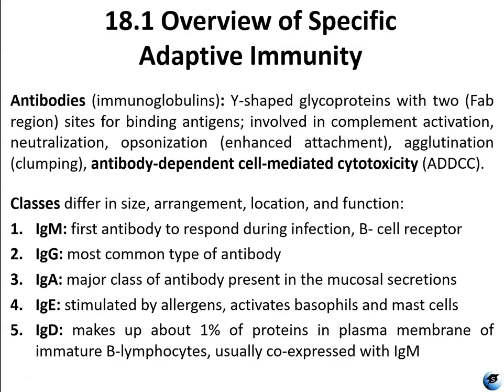It is a B-cell receptor. IgG is the most common type of antibody. IgA is present in mucosal secretions. IgE is stimulated by allergens. It activates basophils and mast cells. And IgD is only about 1% of the proteins in the plasma membrane of B lymphocytes. And it usually is co-expressed with IgM, which is the first antibody that responds.